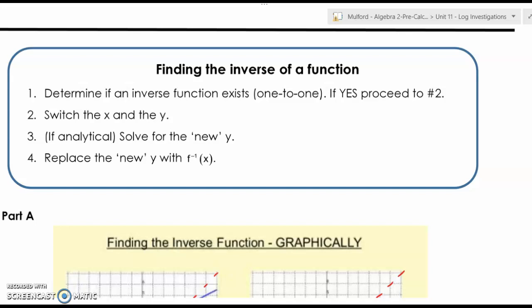If it is an analytical problem, so something where we have an equation, we're going to resolve that equation for the new y, which was the old x, and then write it in inverse function notation. But first, let's start with graphs.